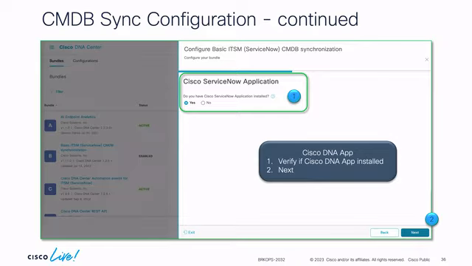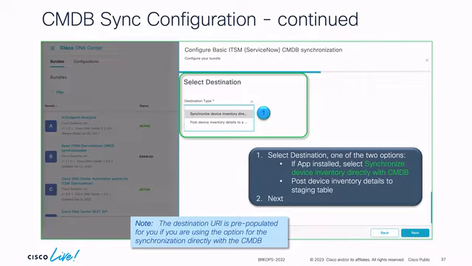So you answer yes, and then we are going to be asked, where do I want to send this data? We are going to send it by default. This is the default configuration, the recommendation. If you want not to do any customizations, these are the best practices. We are going to send it to the CMDB inventory directly. We have the option to send it to a staging table, but that's not the scope of this presentation.